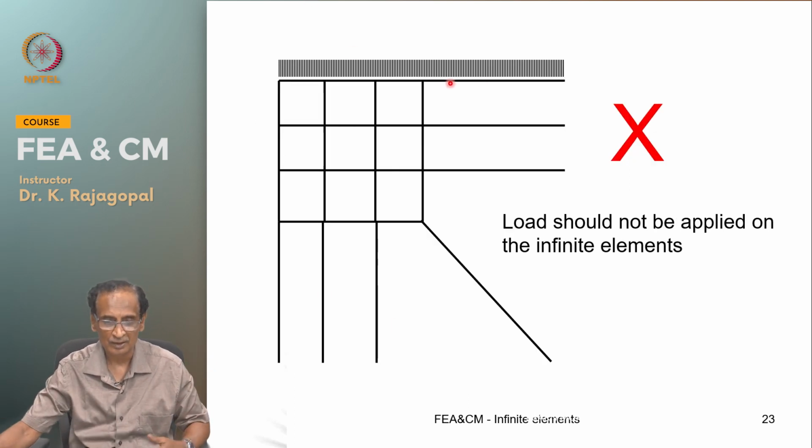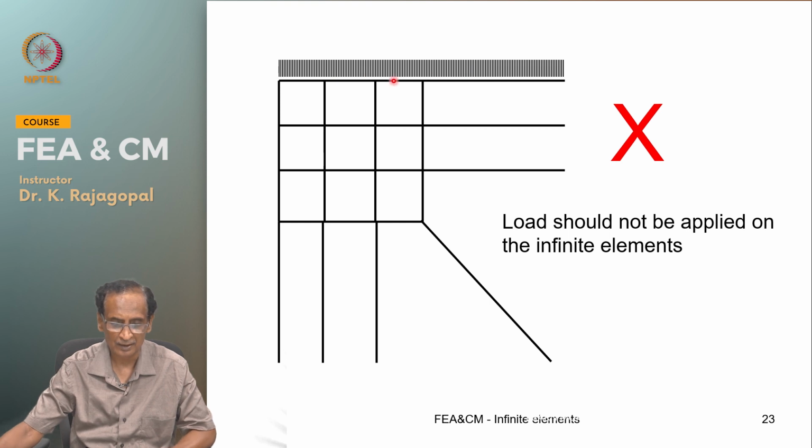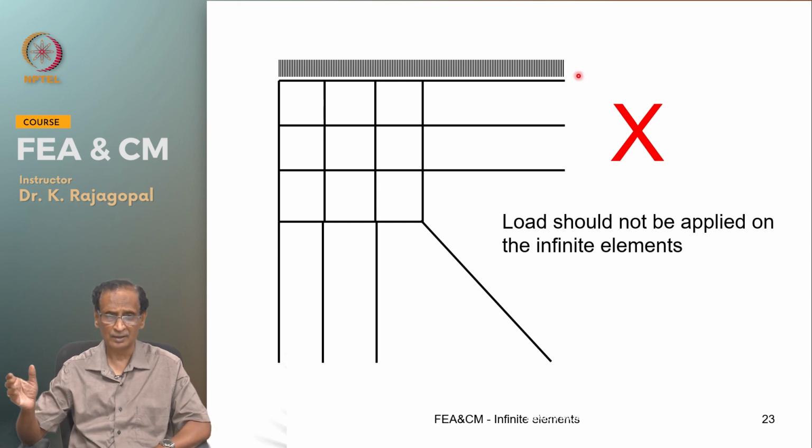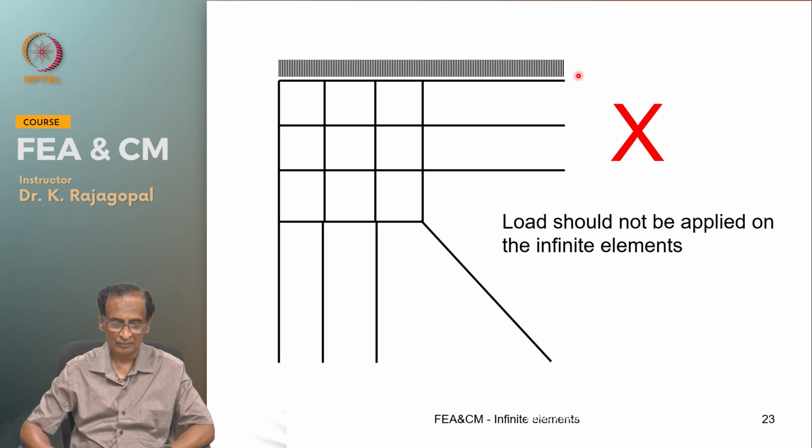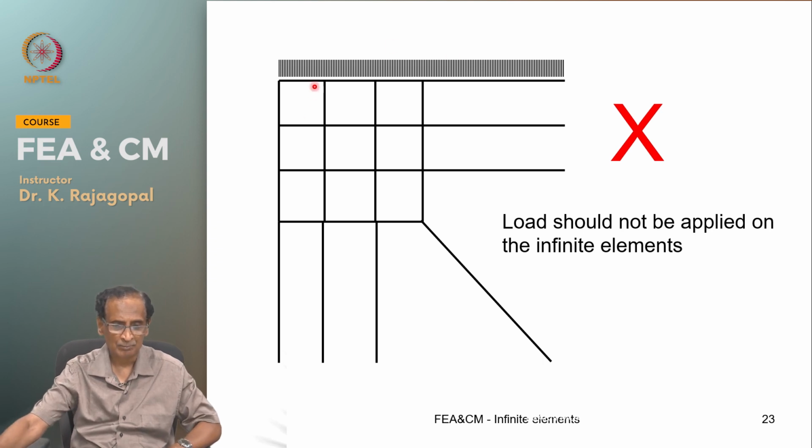So, you cannot apply any uniform pressure all through, because this is not a finite distance, this is actually infinite distance, because this is part of an infinite element. And you see here, this is our finite domain, the elements represented by finite elements, and then these are the infinite elements. So, 5 node infinite elements.